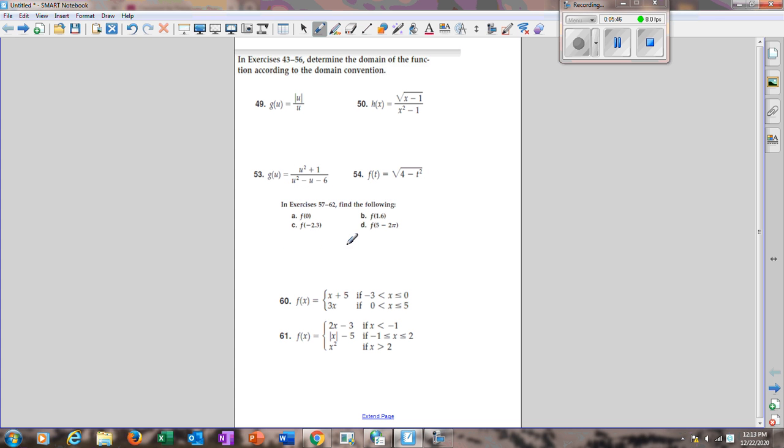In 57 to 62, find the following. We only had to do 60 and 61. So for 60, if I plug a 0 in, 0 is going to go into the top equation because it works for this interval. So A would be 0 plus 5, which is 5. Part B is 1.6, and 1.6 is between 0 and 5. So I would just do 3 times 1.6. Don't know that off the top of my head. So 4.8.